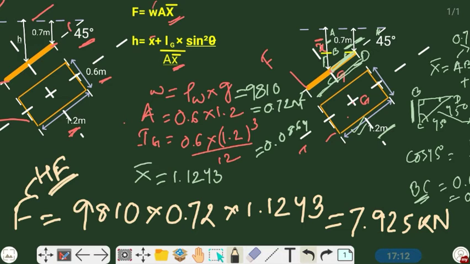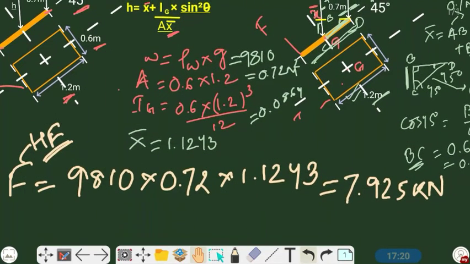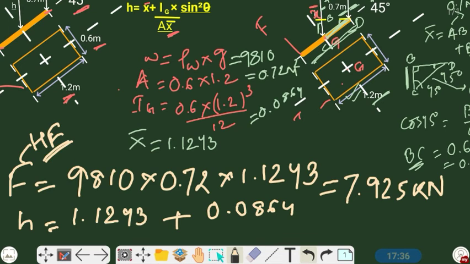Now find out the center of pressure. So center of pressure h will be x bar, 1.1243, plus Ig, 0.0864, sine square theta. Theta is 45 degrees, sine 45 is 1 by root 2, sine square 45 is 1 by 2. So I am just writing in the denominator, that is 2.